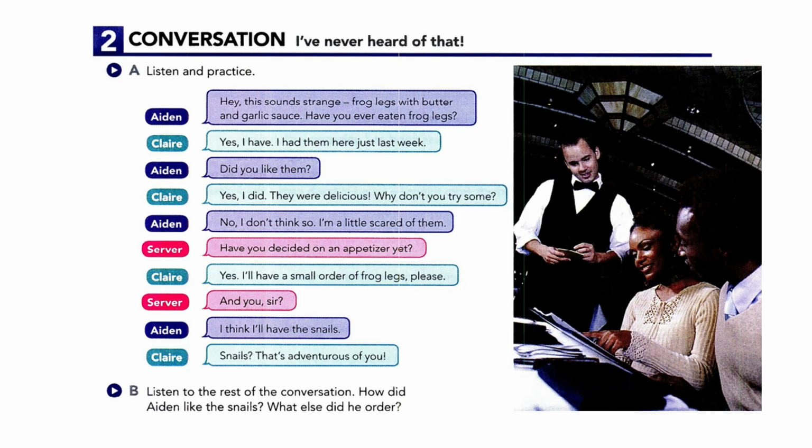Okay, so here we have Aiden, Claire, and the server. Because the server has such a small part, I'm going to be the server. So let's start with Johnny and Teresa. Johnny is Aiden, Teresa is Claire, and I'm going to be the server. Okay, let's begin.